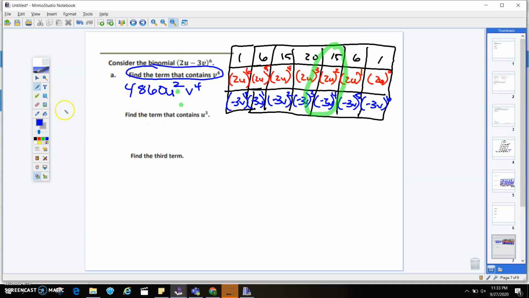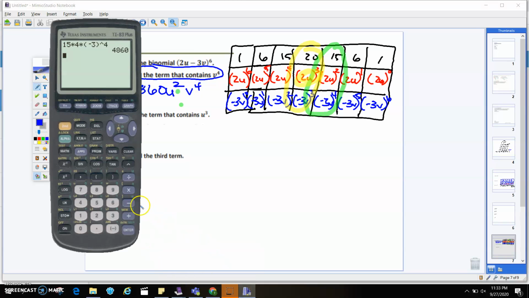And then now the second question asks you to find the term that contains u to the third. So we're going to look in here, and we see that u to the third is in this column, right? You see it right here. So what we're going to do is multiply all the stuff out in this column. So I'm going to go into my calculator, and I'm going to type 20 times 2 to the third power. So 2 raised to the third power.